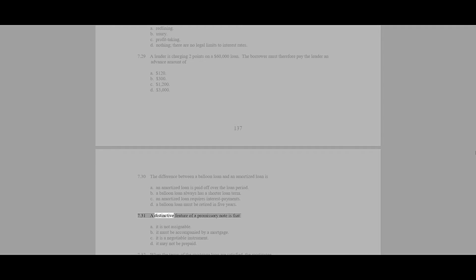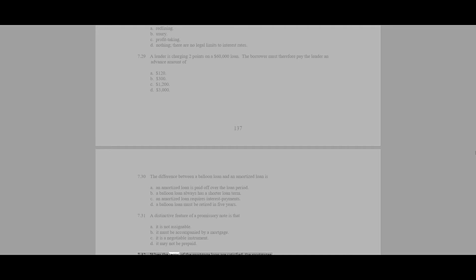7.31 A distinctive feature of a promissory note is that: A. It is not assignable. B. It must be accompanied by a mortgage. C. It is a negotiable instrument. D. It may not be prepaid.